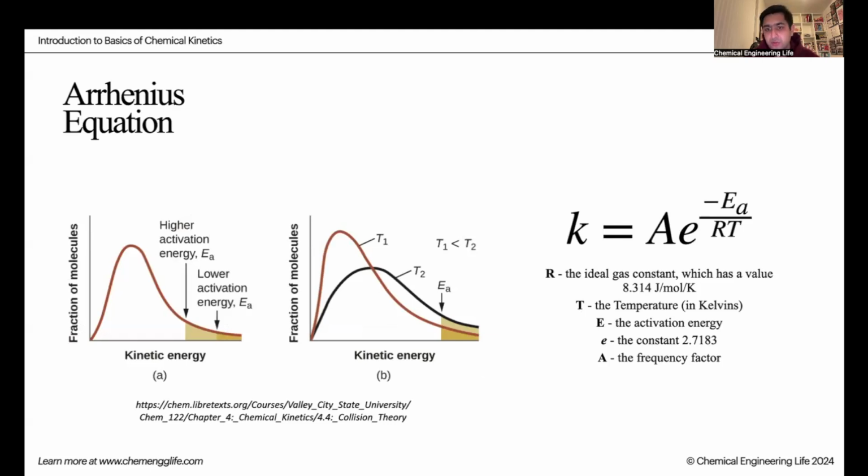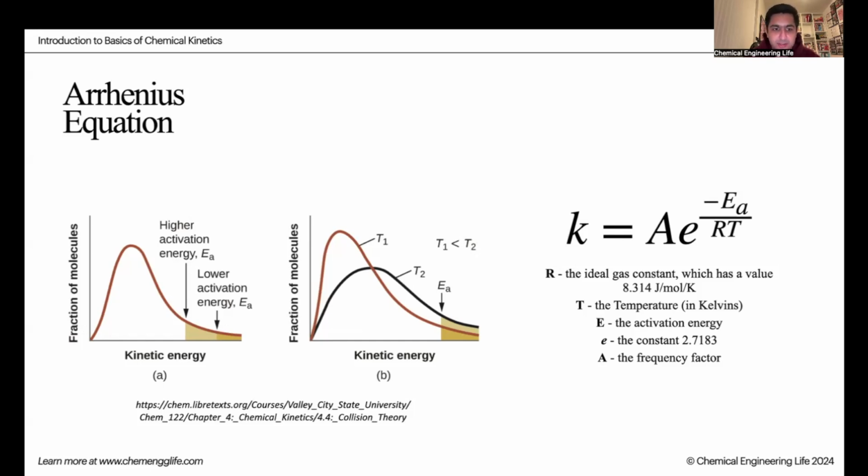The Arrhenius equation relates your rate constant with the activation energy and your temperature. As you see on the right, the k is your rate constant. The capital A is the frequency factor. That's a constant value. Then you have e, that is just the constant. The capital E with the subscript a is your activation energy. The T is the temperature in kelvins. And R is the ideal gas constant. So that is something that we call the Arrhenius equation.